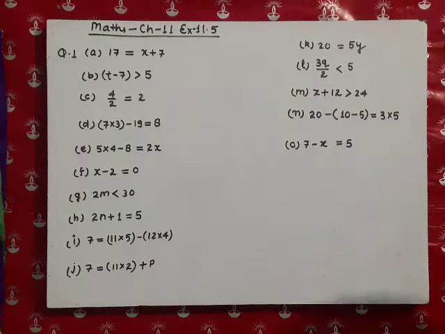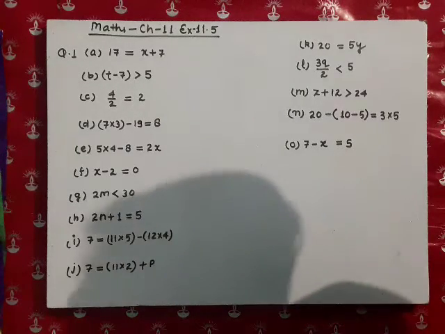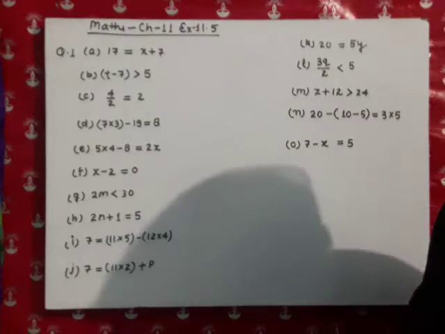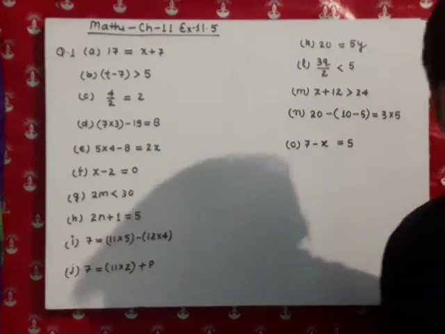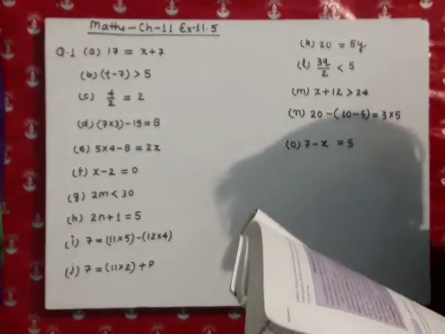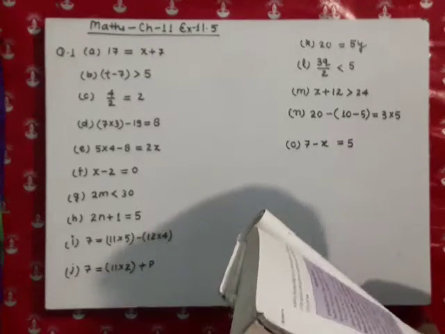Hi student, today I am going to do chapter 11, exercise 11.5. In this exercise the first question is: state which of the following are equations with a variable, give a reason for your answer, and identify the variable from the equations with a variable.